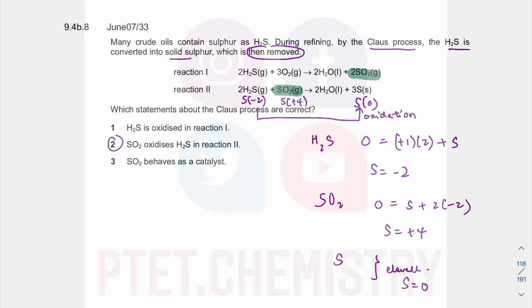In reaction 1, if I check statement 1, H2S is oxidized. Well, sulfur is -2 there, sulfur is +4 there. So -2 to +4 is an increase in oxidation number. So that is called oxidation. H2S is oxidized to SO2 in reaction 1. Alright? Does SO2 behave as a catalyst? Well, reaction 1 produces SO2, reaction 2 uses SO2 and forms the sulfur. Overall, you go from H2S to solid sulfur. That is your main reaction. The SO2 is produced as an intermediate and then it's used up again.